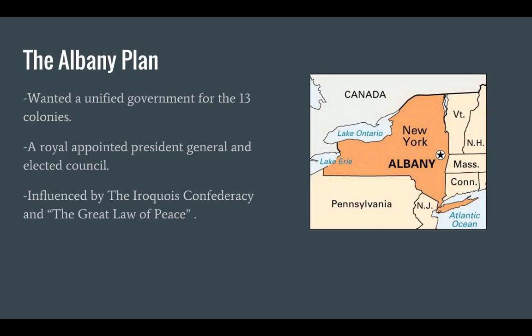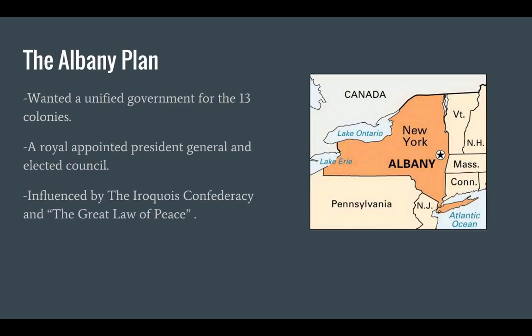They agreed that they wanted a royal appointed president general and an elected council. So we see ideas of representative democracy there when we have an elected council. People are voting on people to represent them. This was influenced by the Iroquois Confederacy and the Great Law of Peace.